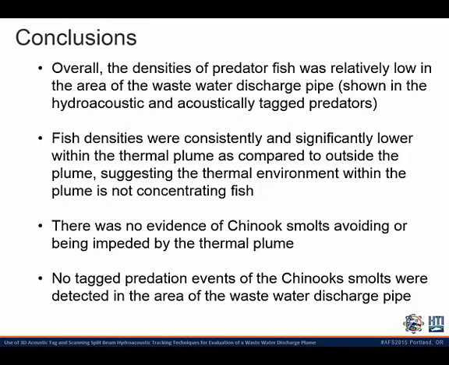And the conclusions: overall, the densities of predator fish were relatively low in the area of the wastewater discharge pipe. And this was seen in both the hydroacoustic and acoustically tagged predator results. The densities were consistently and significantly lower within the thermal plume as compared to outside of the thermal plume, suggesting that the thermal environment within the plume was not concentrating the fish. There was no evidence of Chinook smolts avoiding or being impeded by the thermal plume. And finally, no tag predation events of the Chinook smolts were detected in the area of the wastewater discharge pipe.